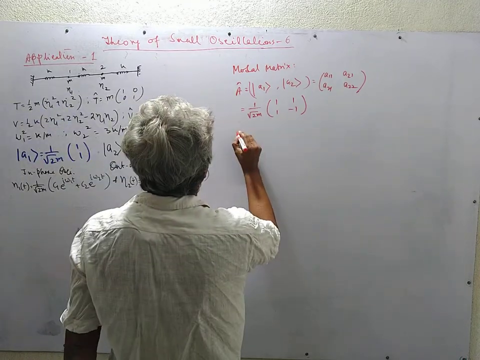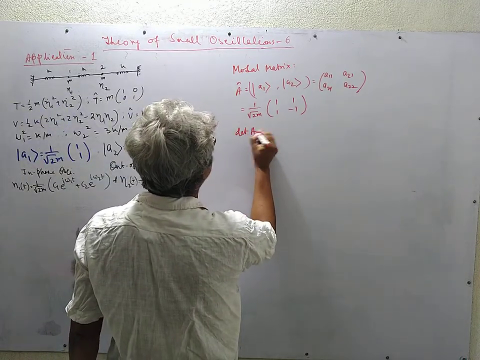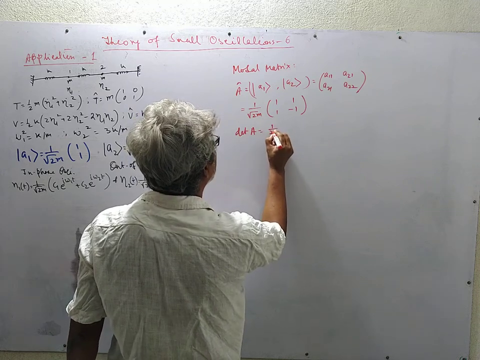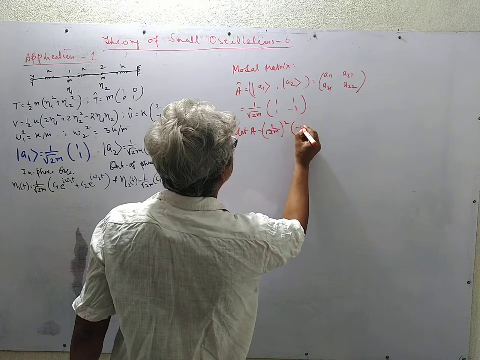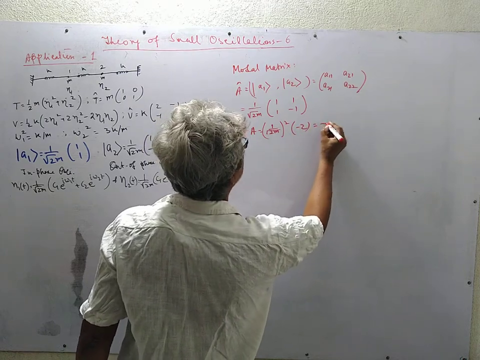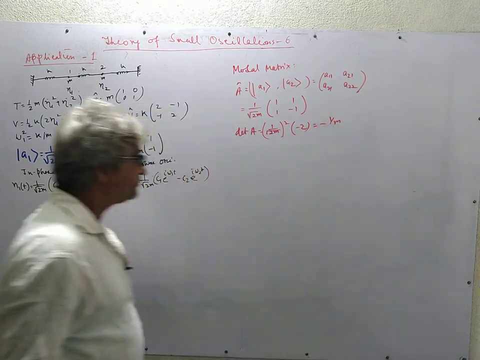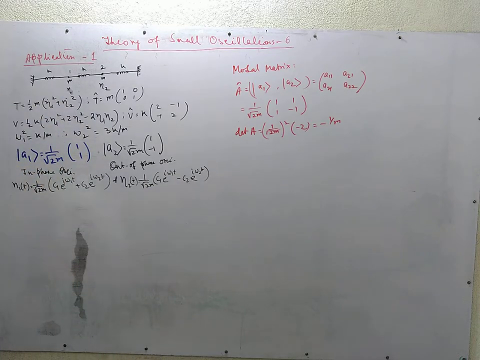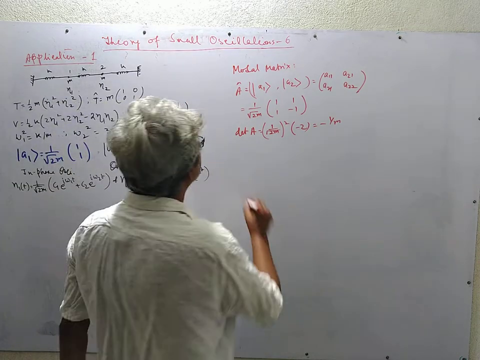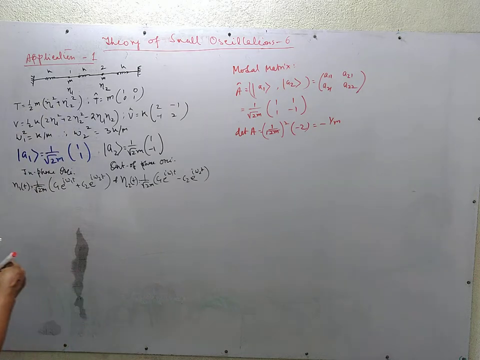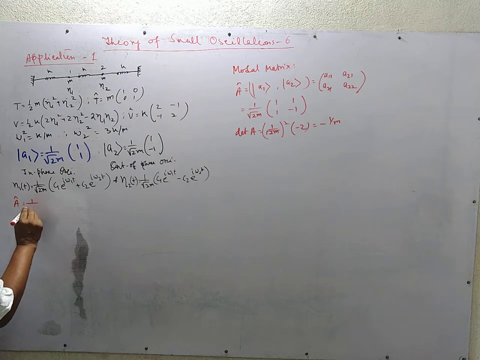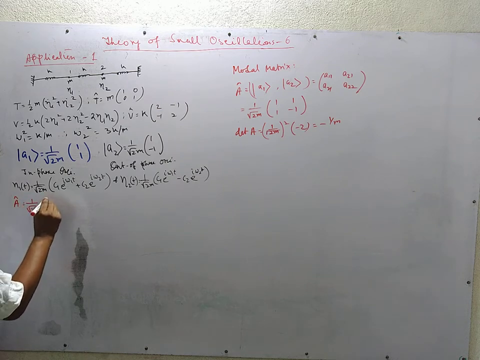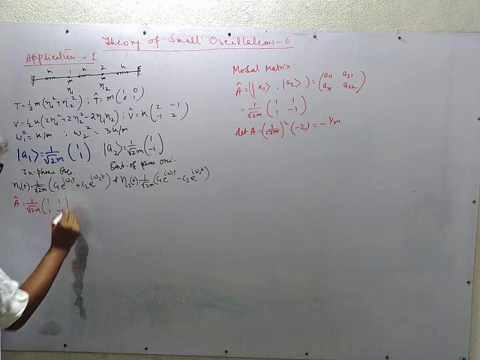First thing is the determinant of A. This is 1 upon square root of 2m, whole squared, multiplied by minus 2, which is equal to minus 1 upon m. This is the det A. Now to find out the inverse of A, let me first write the modal matrix. Modal matrix A is 1 upon square root of 2m, times the matrix 1, 1, 1, minus 1.